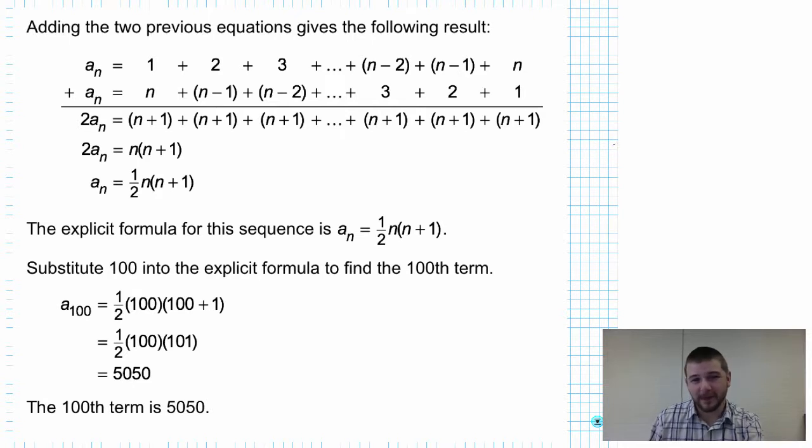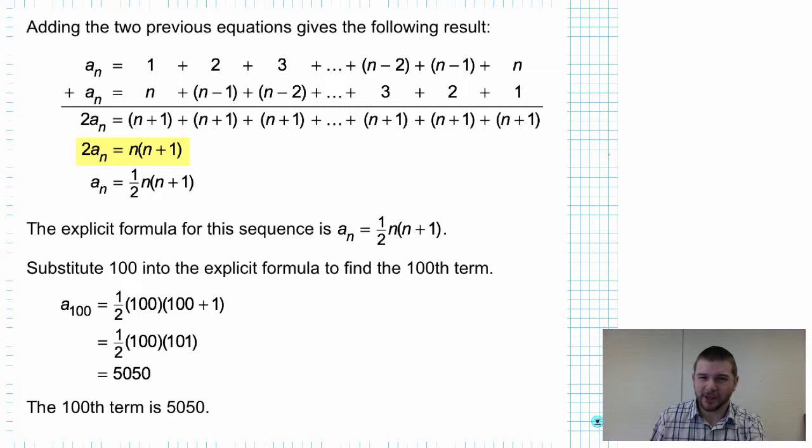Notice that continues all the way through this middle section that we've skipped through, to the far right-hand side. N minus 2 plus 3 is n plus 1. N minus 1 plus 2 is n plus 1. And n plus 1, believe it or not, is n plus 1. Simplifying, we have 2a sub n equals n times n plus 1.